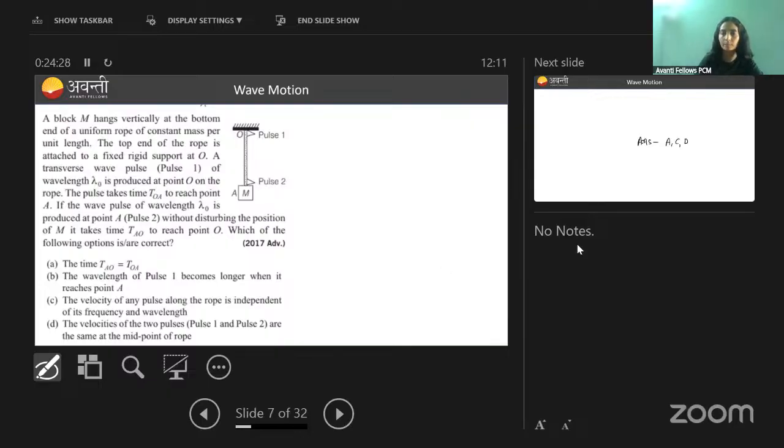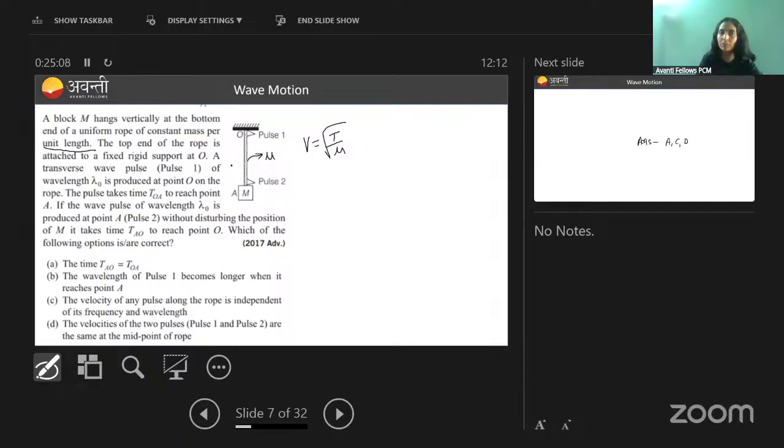Any needs? How do you calculate the velocity along the string of the wave? I mean, if a string is not massless. If it is massless, then there is no question because tension will remain the same, and velocity you can easily write as root under T by mu. But here in this case, the string is not massless, right? It has constant mass per unit length, so it has uniform mass density mu.